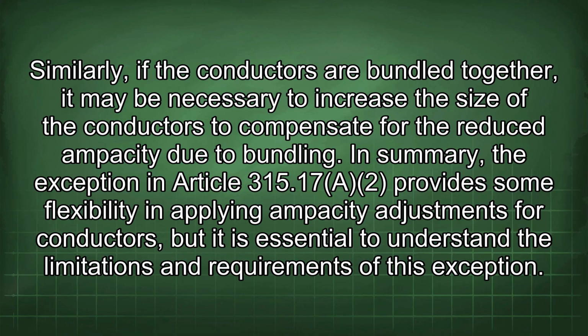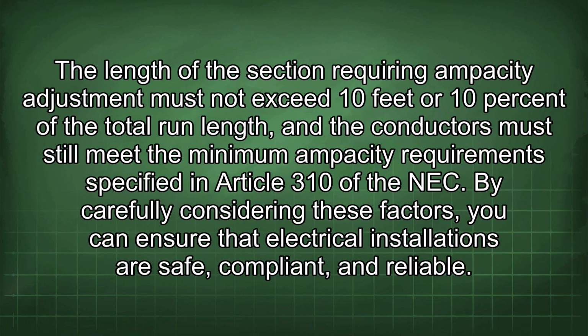In summary, the exception in Article 315.17 provides some flexibility in applying ampacity adjustments for conductors, but it is essential to understand the limitations and requirements of this exception. The length of the section requiring ampacity adjustment must not exceed 10 feet or 10% of the total run length, and the conductors must still meet the minimum ampacity requirements specified in Article 310 of the NEC. By carefully considering these factors, you can ensure that electrical installations are safe, compliant, and reliable.